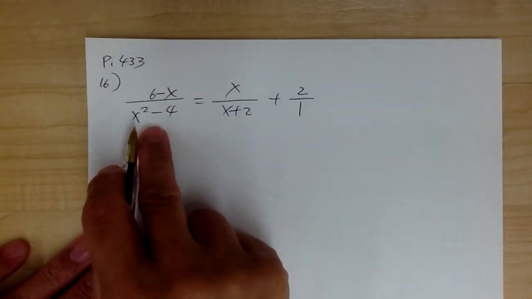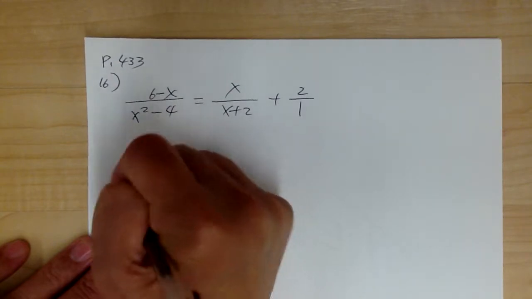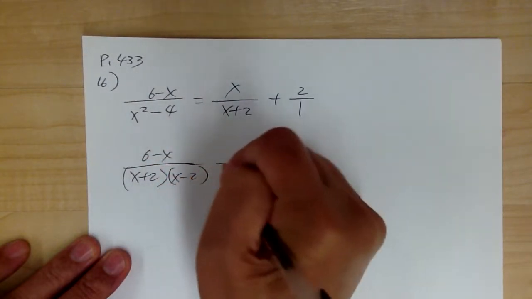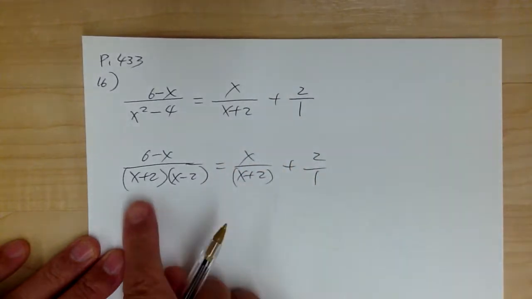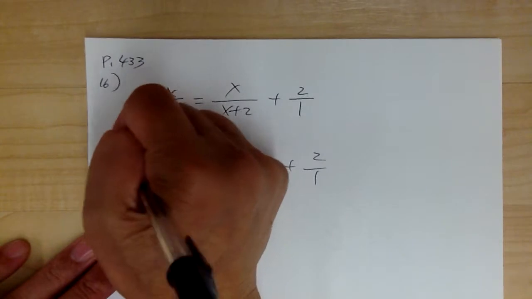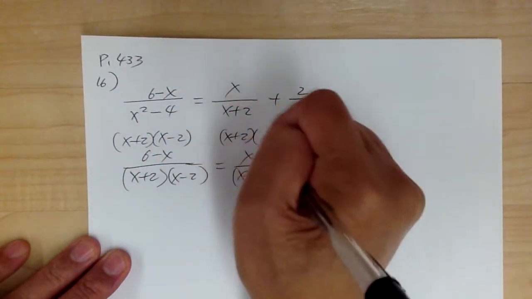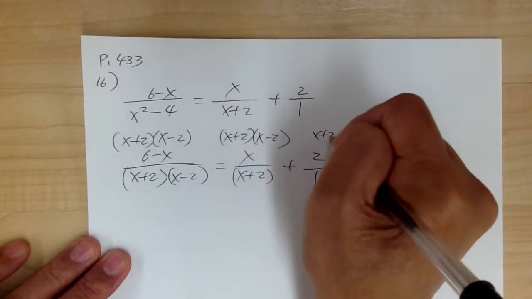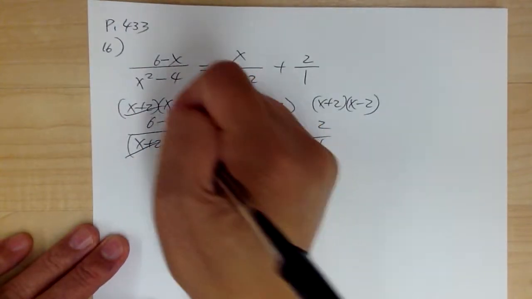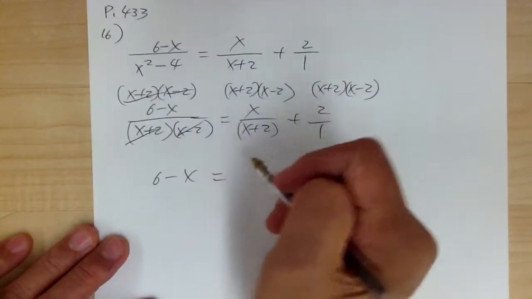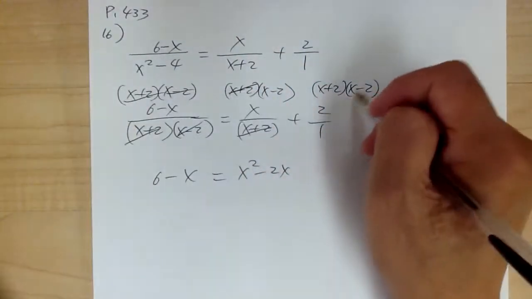So what you want to do is you need to factor these. So you got 6 minus x. So this will become x plus 2, x minus 2. So your LCD will be x plus 2, x minus 2. So cancel, cancel, cancel, cancel. So you got 6 minus x equal to, this one cancels, so you're going to get x squared minus 2x, right?